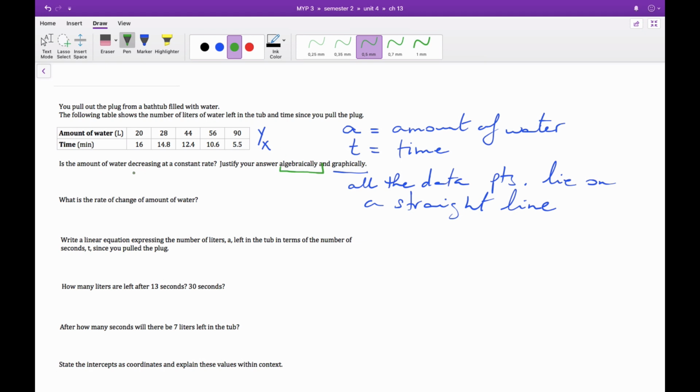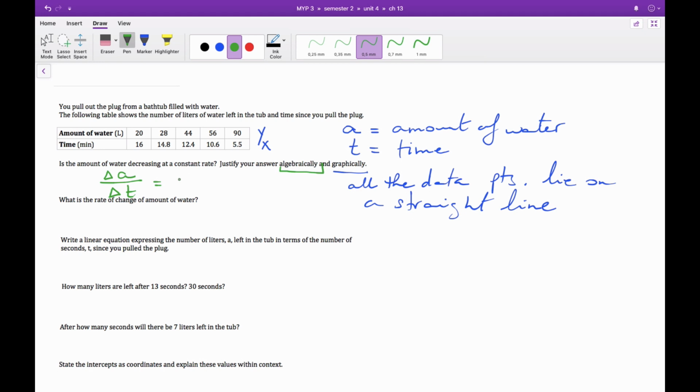Do you remember how we find the rate of change? Well, I'd want to look at how the water is changing, the change in water with respect to change in time. So does it matter which two ordered pairs we use? It shouldn't matter, but let's just confirm it for ourselves. Let's take the first two and try it.